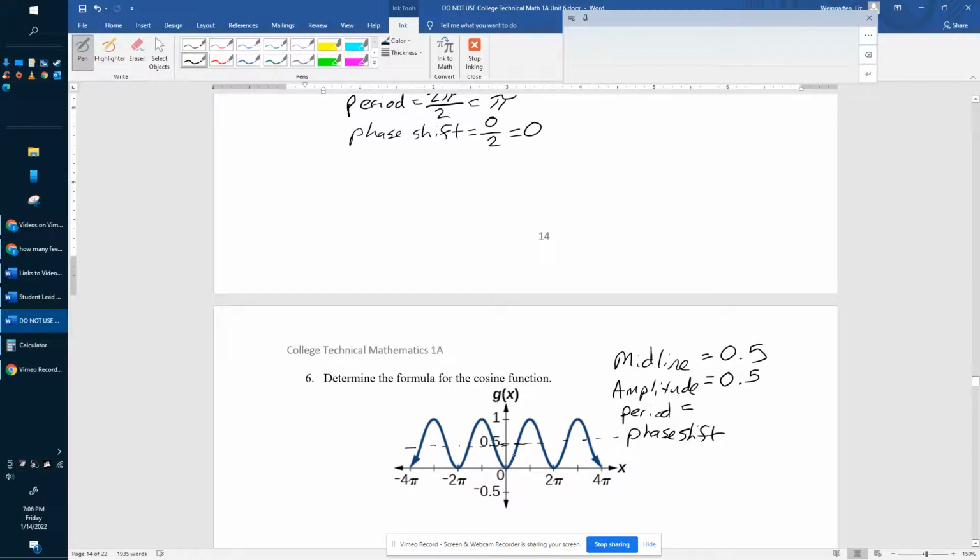The period is how long it takes to get from the start of one to the start of the next. That is 2 pi. The phase shift, well, this is a cosine function. Cosine of 0 is not 0. Cosine of 0 is 1. So the phase shift, it moved over a quarter of a pi. Oh, I'm sorry, it moved 1 pi over. So the phase shift is pi.